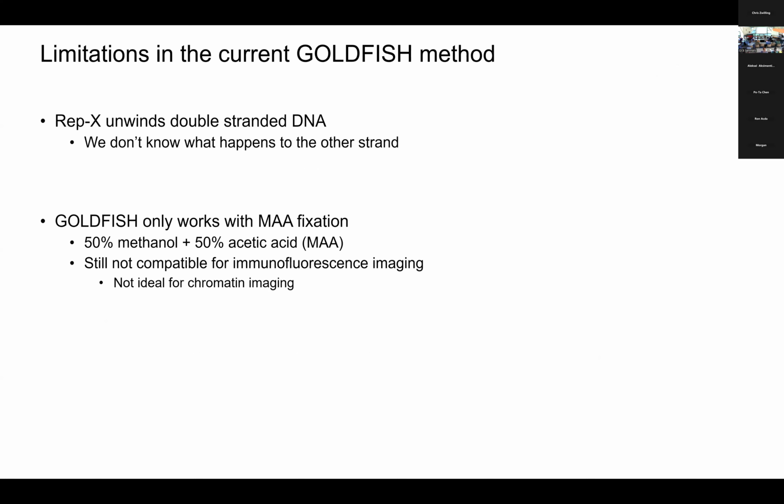When Rep-X unwinds double-strand DNA, the other strand is still there. So the question of what the other strand is doing is still unclear. It could hybridize back to the original strand, so they compete with the DNA FISH probe, which lowers the labeling efficiency.